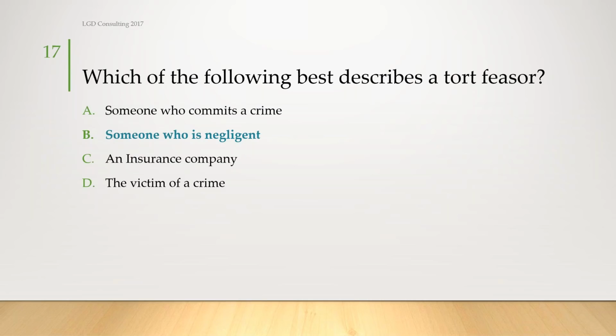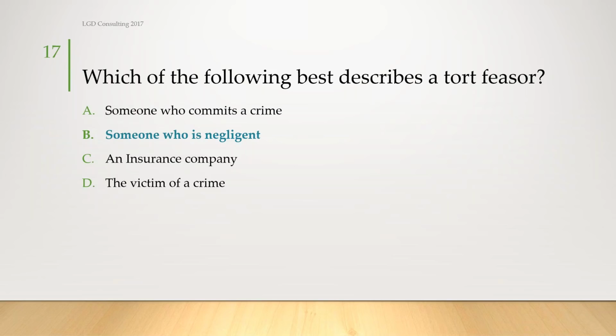All right. Which of the following best describes a tortfeasor? Someone who is negligent. So you're going to get some questions on tort. A tort is defined as a legal wrong other than a crime or a breach of contract. So crime would be criminal law. Breach of contract is contract law. And tort doesn't cover either one of those areas.